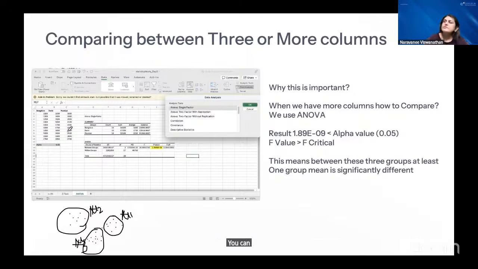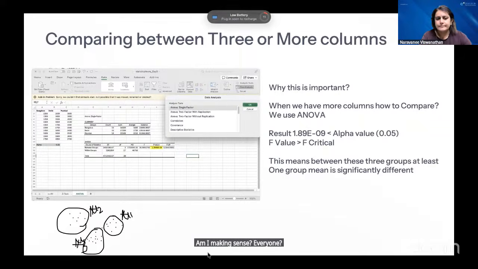You can see it is not saying that all the three groups are different. We're only saying that all the three groups are not comparable. Am I making sense, everyone? Is it clear? ANOVA is clear to everyone? How many of you did not understand this?